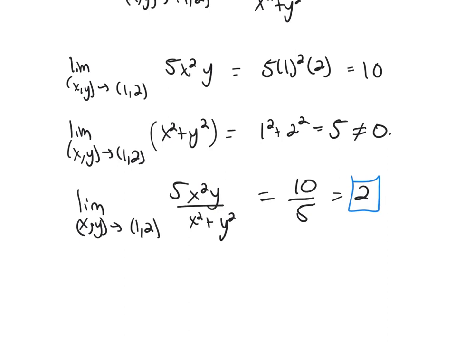So if you have a rational function where I have a polynomial on the top and a polynomial on the bottom, check to see what the limit is of the denominator. If it's not 0, you can just evaluate your rational function at your point.